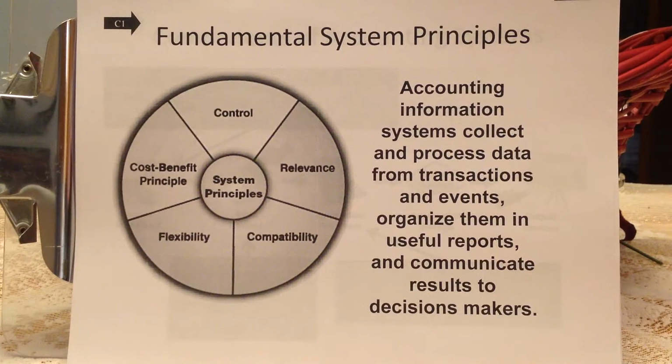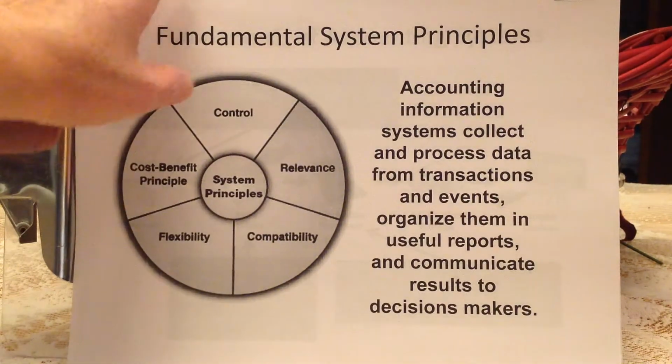So, the fundamental part of system principles is the accounting information system collects and processes data from transactions and events, organizes them in useful reports, and communicates results to decision makers. We've been talking about that this whole quarter. So we know that there's control, we know that there has to be relevance, compatibility, flexibility, cost-benefit principle. Those are all the system principles that allow us to collect all the data, input it into a system of some sort, and then get reports out that will communicate to the decision makers.